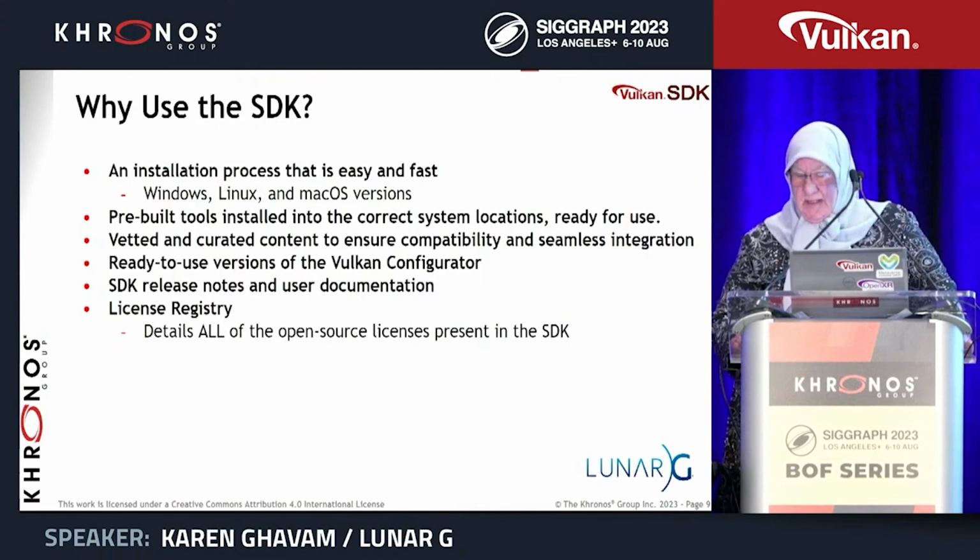We vet the content. We make sure it's compatible so that it integrates well. There's a ready-to-use version of the Vulkan Configurator. There's SDK release notes and documentation. And we also have a license registry. Some corporations are very particular about what they are pulling inside the walls of their company. This license registry will detail every single open source license that's included in that SDK.